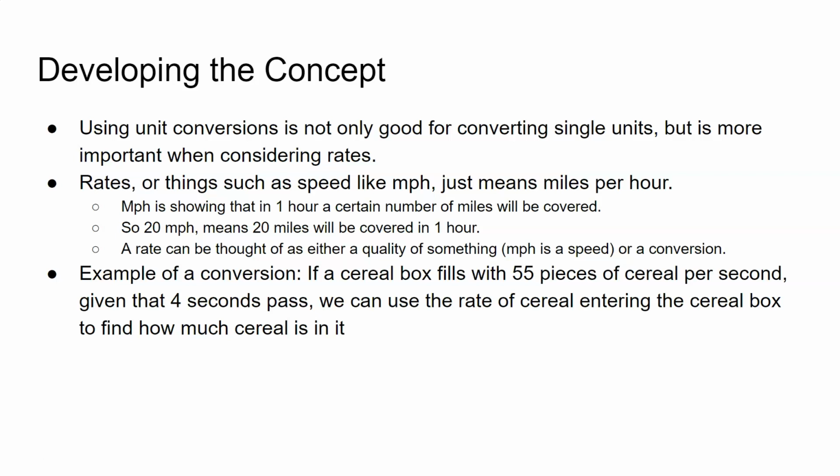If a cereal box fills with 55 pieces of cereal per second, that's 55 pieces per second. Given that 4 seconds pass, we can use the rate of cereal entering the cereal box to find how much cereal is in it. If we write it out, we can put 4 seconds times 55 cereal pieces per second. Notice how our seconds have canceled. Using a rate is just like using a unit multiplier.